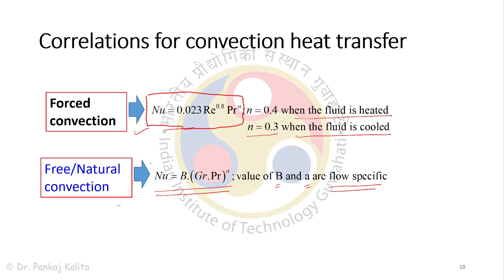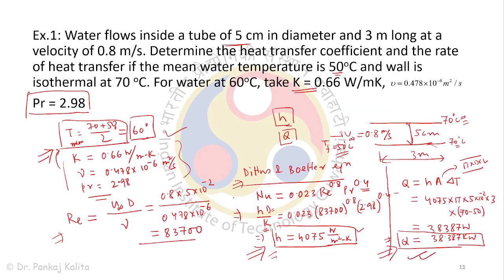For natural and forced convection, this you need to remember. Okay. These two formulas are very important for convection problems. You need to remember. For forced convection, the Nusselt number is basically a function of your Reynolds number and Prandtl number, and for natural convection, it is a function of the Grashof number and Prandtl number, or you can say the Rayleigh number. Okay, and this formula you need to remember.